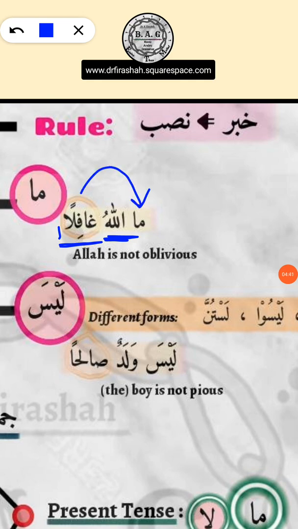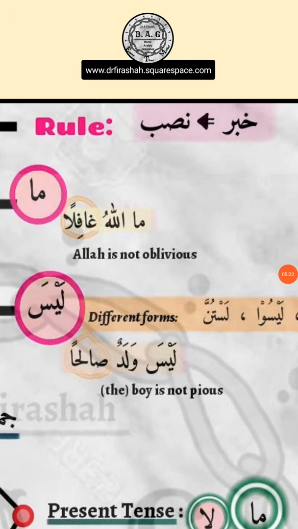Why? Because of this ma, and the fact that this khabar is nasab tells us that this ma is actually the negative ma, because if you remember, we have already studied three different kinds of ma's up till now. I'll be summarizing them again after this slide. So this fourth ma that we have studied is the negative ma. And how are we going to know about it? We're going to know it if our khabar is going to be mansub. Alright, so ma Allahu ghafilan, Allah is not oblivious. Next we have la.